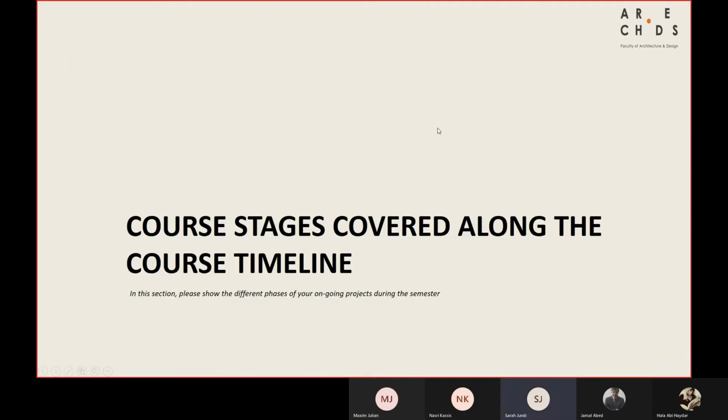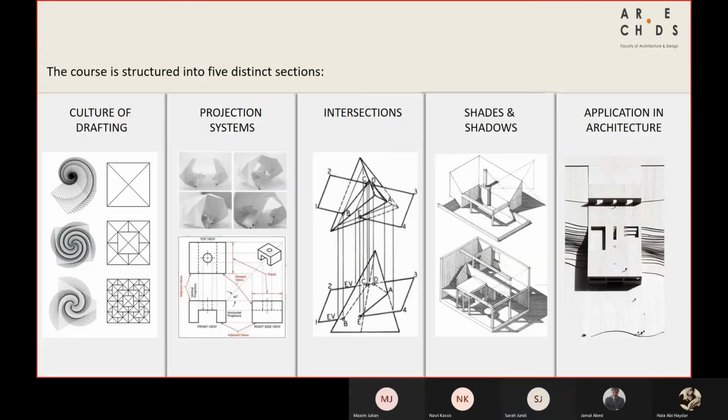Course stages covered along the course timeline. The course is structured into 5 distinct sections. The first section is the culture of drafting, where students learn how to use the tools of drafting, how to draw accurate and balanced measurable drawings. And the second section is projection systems, where students learn the orthographic, axonometric, and auxiliary projections.